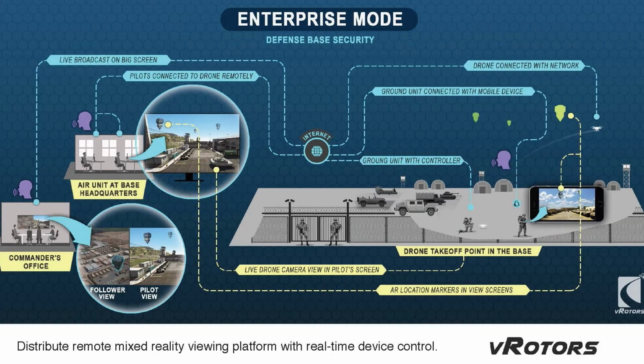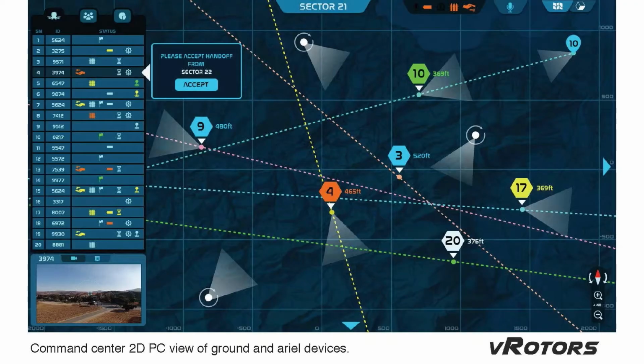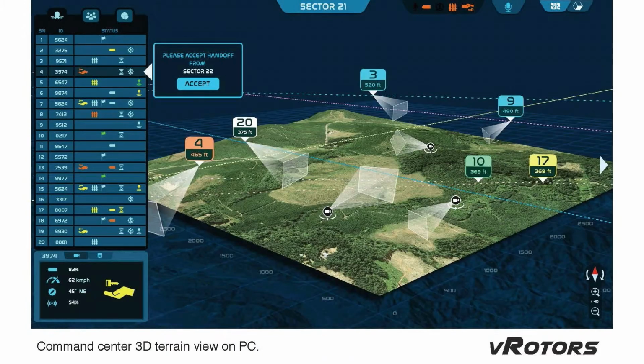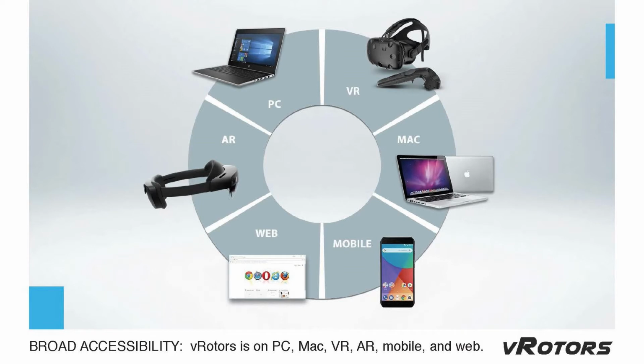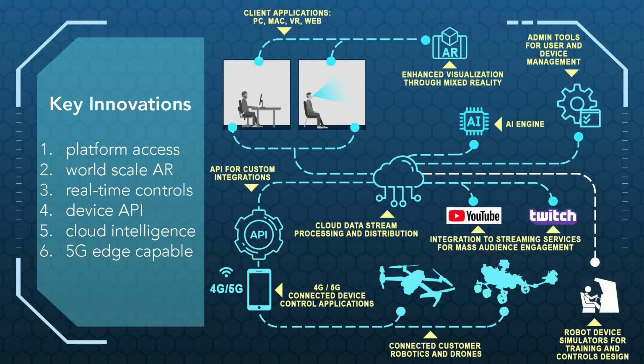The distributed team collaboration architecture provides different permissions, including remote piloting, controlling cameras, and monitoring video and data streams by any team member. In the Ops Center, our platform provides overall management of cameras and drones. The view is also available in 3D terrain perspective to bring out vertical separation distances. VRotors is available across PC, Mac, mobile phone, AR and VR headsets, and even web browsers.